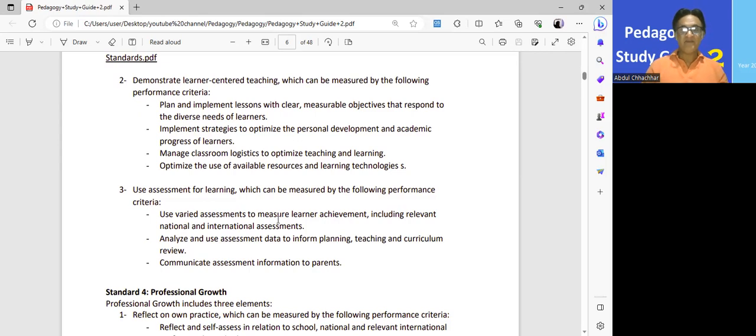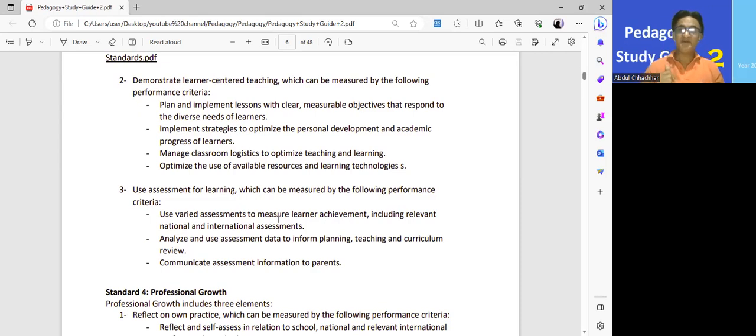Communicate assessment information with the parents. Make sure that the parents are informed in a timely manner about their child's progress and assessment. Let them know how you are going to fix these gaps during the assessment.